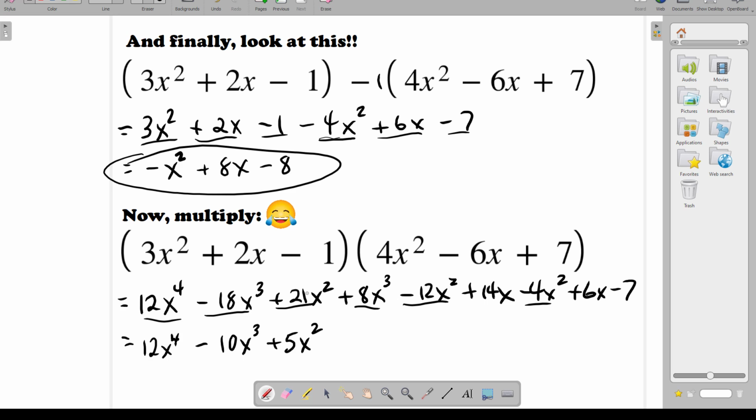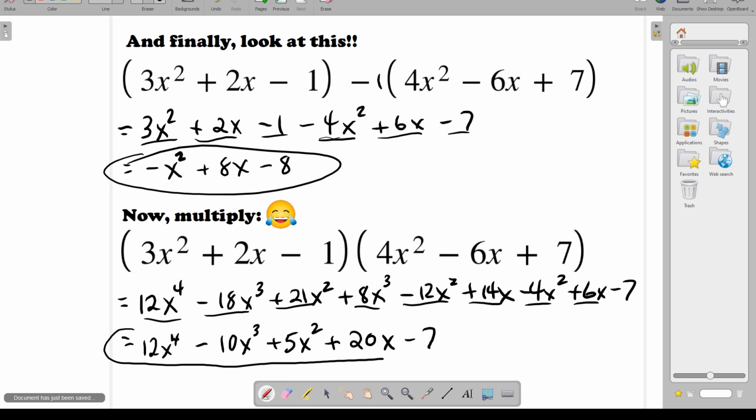We are combining like terms. The coefficients get added together. The exponents do not change. Finally, we have a 14x and a 6x. That gives us 20x. And at the end, a negative 7.